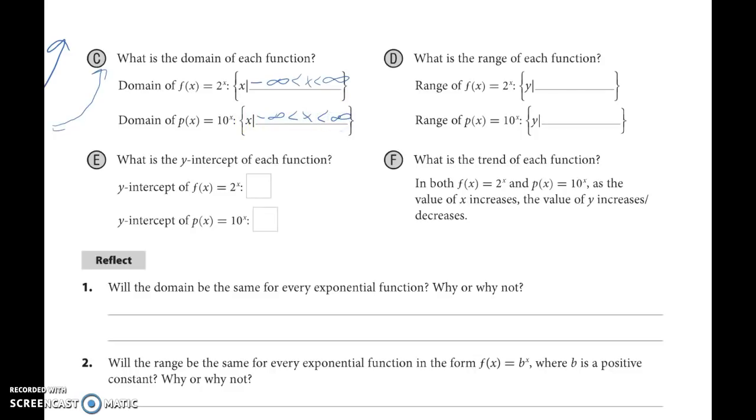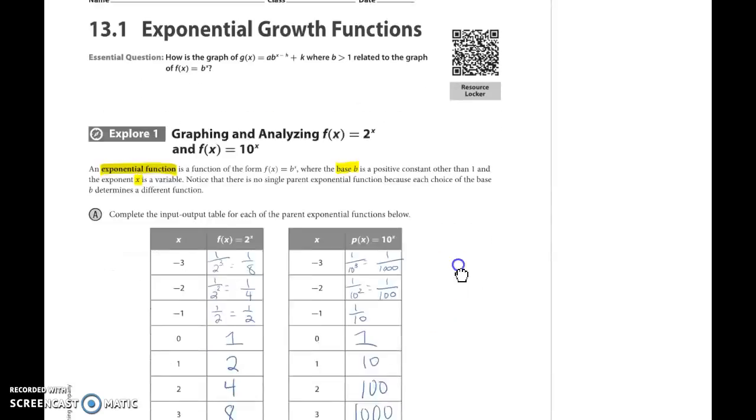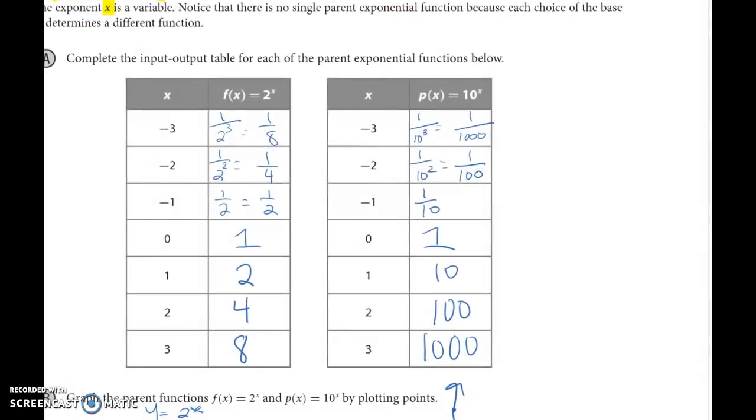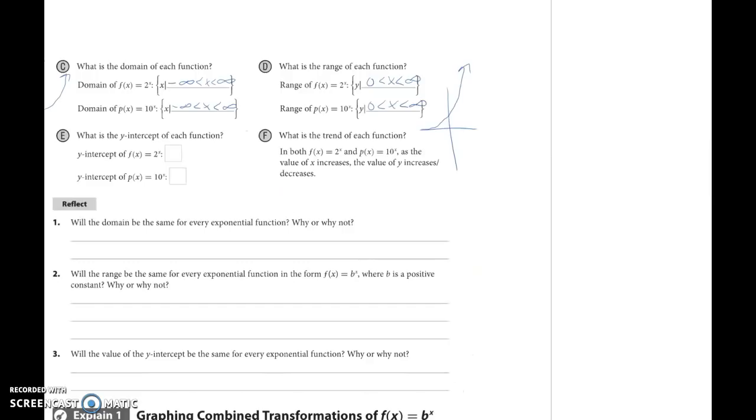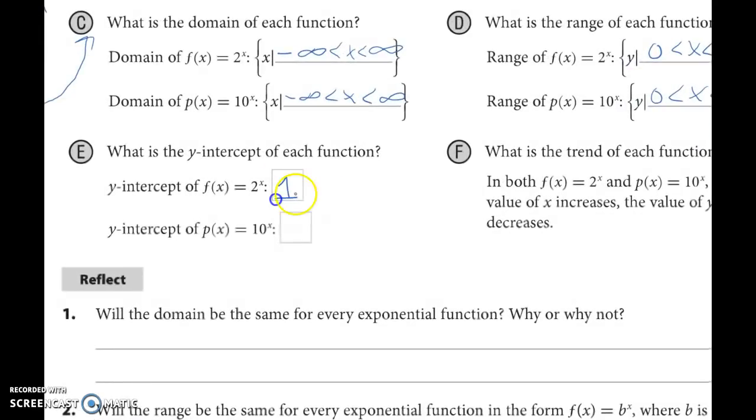And then what's the range? So with both of my functions that we just drew, remember it got really close to 0, but not quite at 0. So I'm at 0, x is in between, and then it shoots up to infinity for both of these. What is the y-intercept for each function? So let's actually go back and look at my t-charts. When x is 0, what was y for both of these? 1. So let's go fill that in. So my y-intercept is 1, because when I plug in 0, I get 1. When I plug in 0, I get 1.